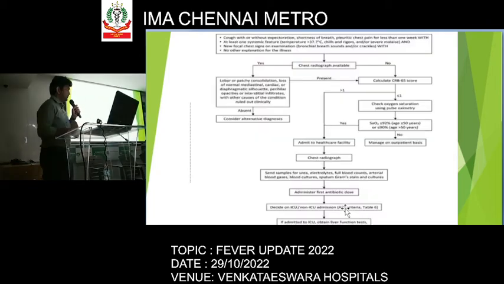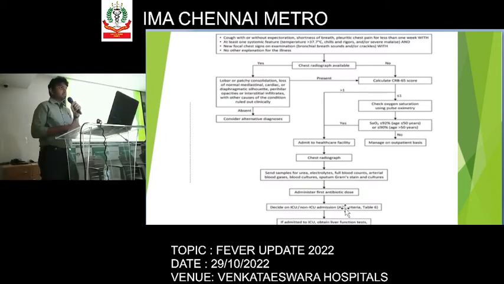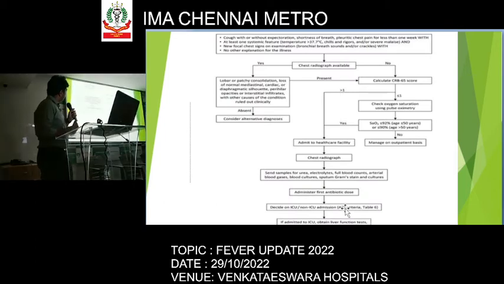So this is the approach algorithm for a patient with community acquired pneumonia. When a patient is having clinical and radiological features of pneumonia, and if chest X-ray is available, which is showing the radiological features of pneumonia, then we have to treat the patient as case of pneumonia. If that is absent, we have to consider alternative diagnosis. If the features of pneumonia are there, then we have to calculate the CRP65 score. If the CRP65 score is less than 1, we have to check oxygen saturation. If the oxygen saturation is less than 90, which is showing hypoxemia, then we have to admit to healthcare facility. If there is no hypoxemia, then we have to treat the patient on an OPD basis.